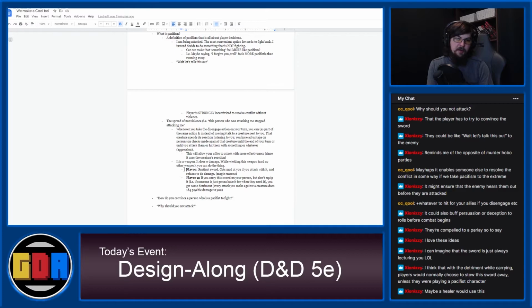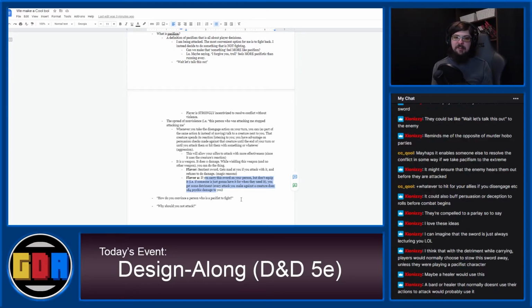So with a detriment while carrying, players normally choose to stow this sword away. Well, what I meant by this is, as long as the sword is around you, or I guess I should say as long as you're attuned to it. That could be attunement. That might just solve that, right? If it was just attunement, you'd have to make a decision to attune or not, and if you're not attuned, you could never use it for anything. The main thing is, you know, pick a lane.